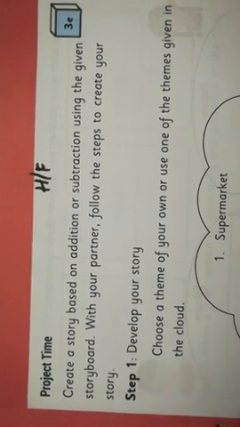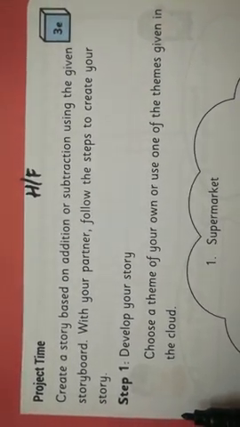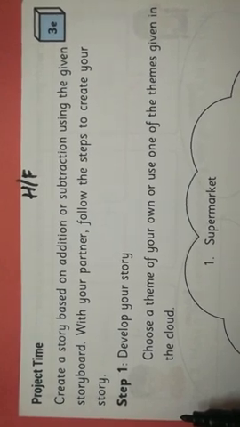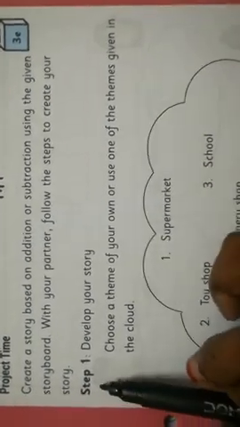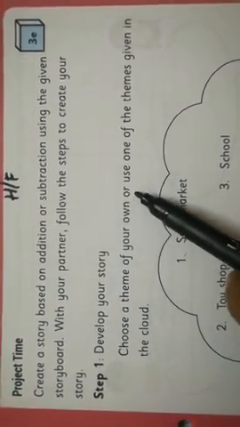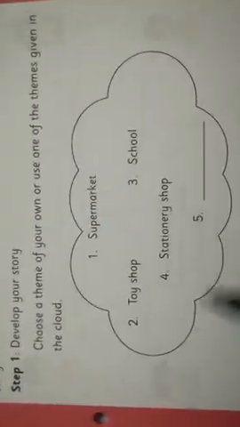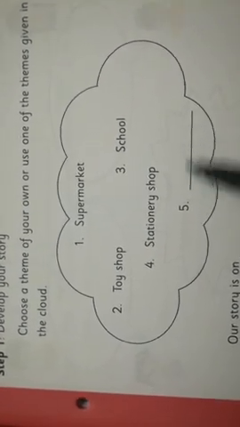Nowadays, you all are at home, you want one partner. You have to choose your brother or sister, or else you can do it with your parent, children. Step number 1, develop your story. Choose a theme of your own or use one of the themes given in the clouds. You have to choose one of the clouds. You have to use the theme, or else you have to create one theme. You have to give any topic here, children.